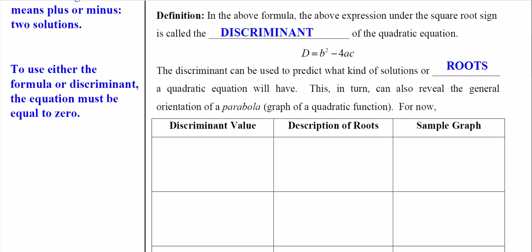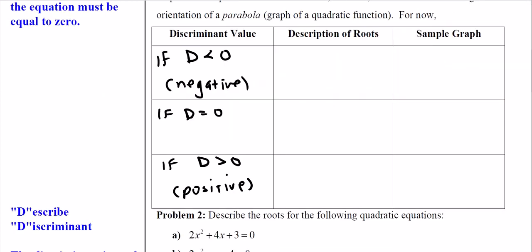If we use the coefficients of a quadratic and calculate it, we're going to get the discriminant, and it's going to help us describe the roots or the answers. It's not going to give us the answers, but it's going to say, hey, the answers are going to look like this. So there's 3 possible outcomes if we do the discriminant: if it's less than 0, if it's exactly equal to 0, and if the discriminant is greater than 0, in other words, a positive answer.